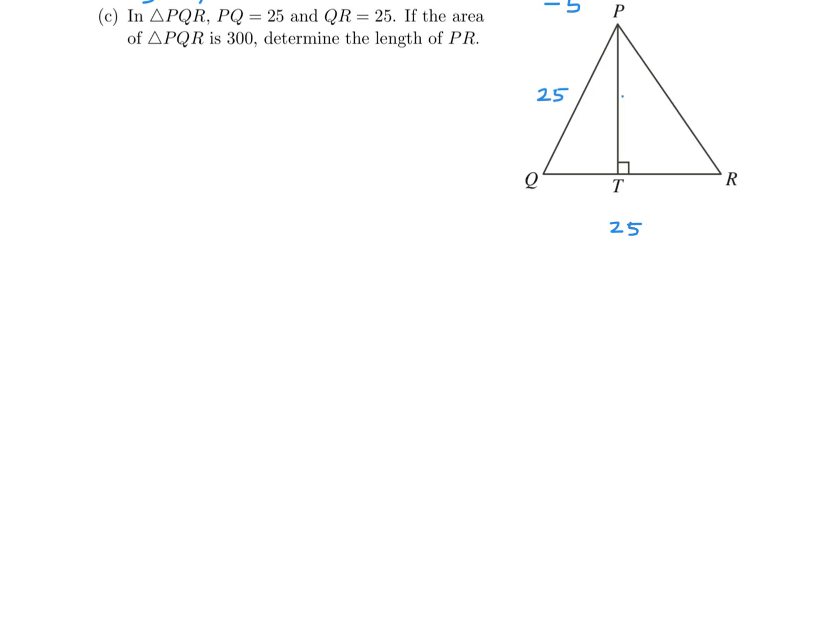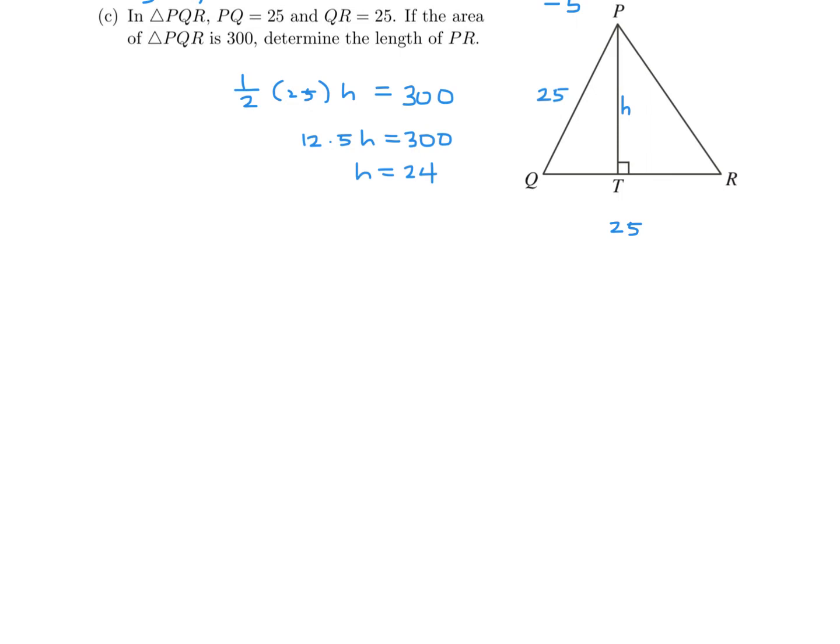And then P to T I'll call H. So 1/2 base times height, the base is 25. And the height I have called H. They're saying that is equal to 300. So that means that 12.5 H is 300. And therefore H is equal to 300 divided by 12.5, which is 24. Okay, so this H is 24.